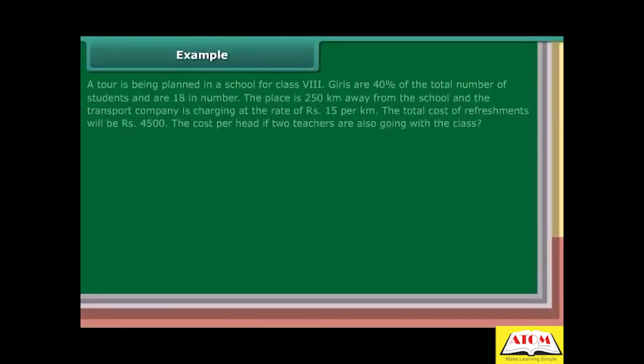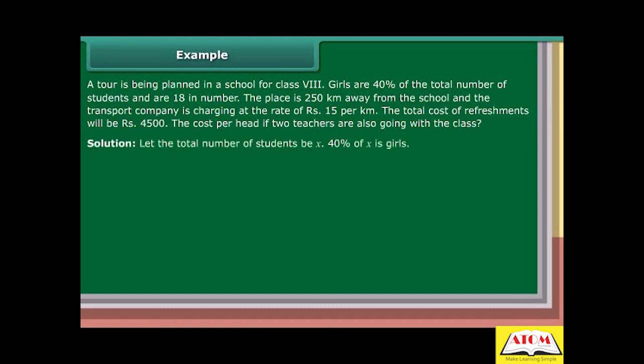Example. A tour is being planned in a school for Class 8. Girls are 40% of the total number of students and are 18 in number. The place is 250 km away from the school and the transport company is charging at the rate of Rs 15 per kilometer. The total cost of the refreshments will be Rs 4,500. Find the cost per head if two teachers are also going with the class.